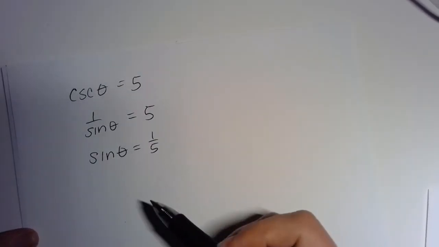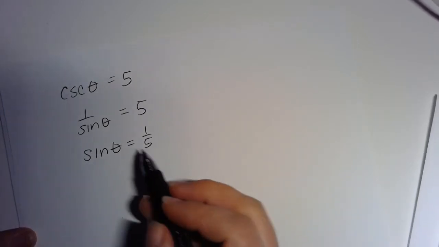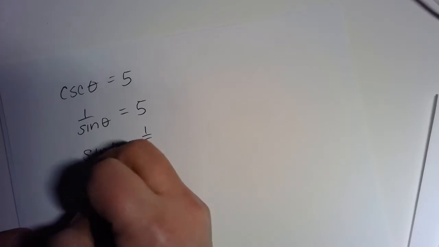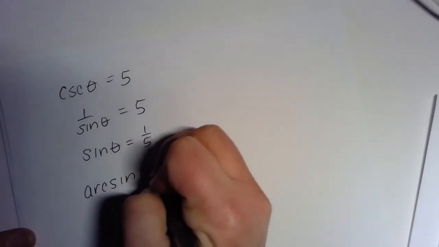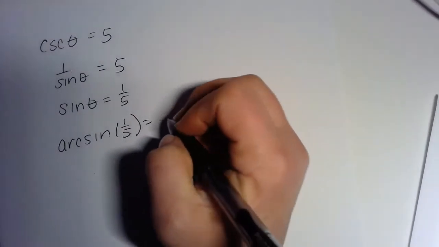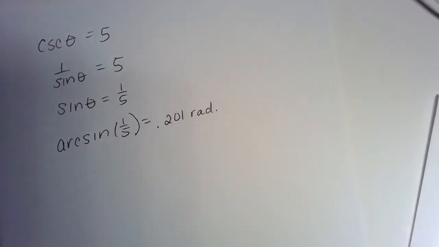Now this really isn't a value that I know, and so I'm going to have to use my arc, right? I want to know what theta is, so I know that the arc sine of 1/5, I put this in my calculator, and in radians, I get 0.201, right?